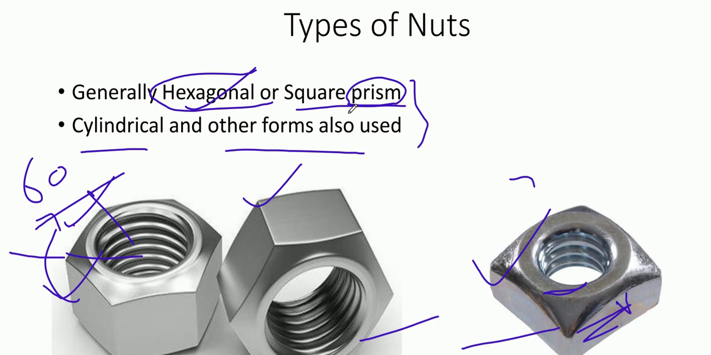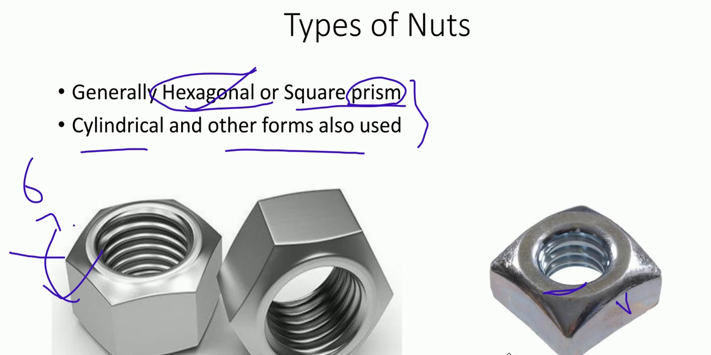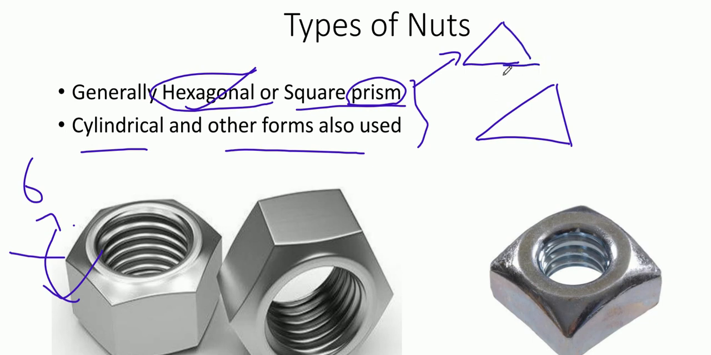A prism has essentially two end surfaces. So a prism will have two end surfaces and then the side faces. If, let's say, a triangular prism, what does it mean? It means we have two triangular end surfaces, and this corner is joined with this corner, and this corner is joined with this corner.